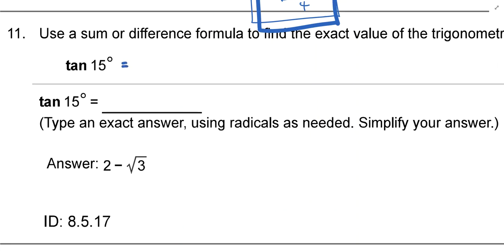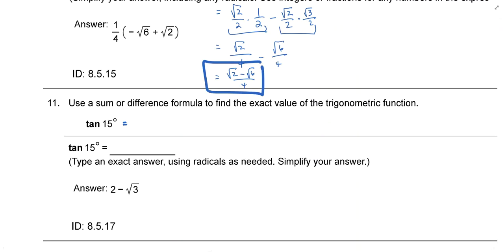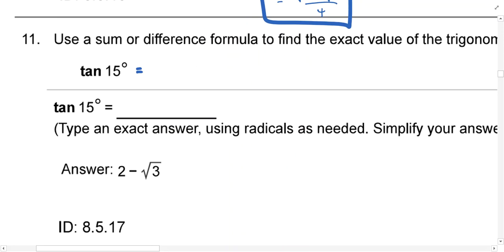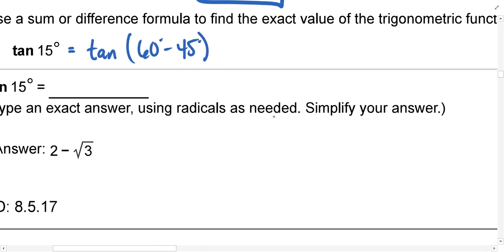With this example here, my mind went to a subtraction, and I saw this as tangent of 60 degrees minus 45 degrees, and that's how I obtain 15 degrees.